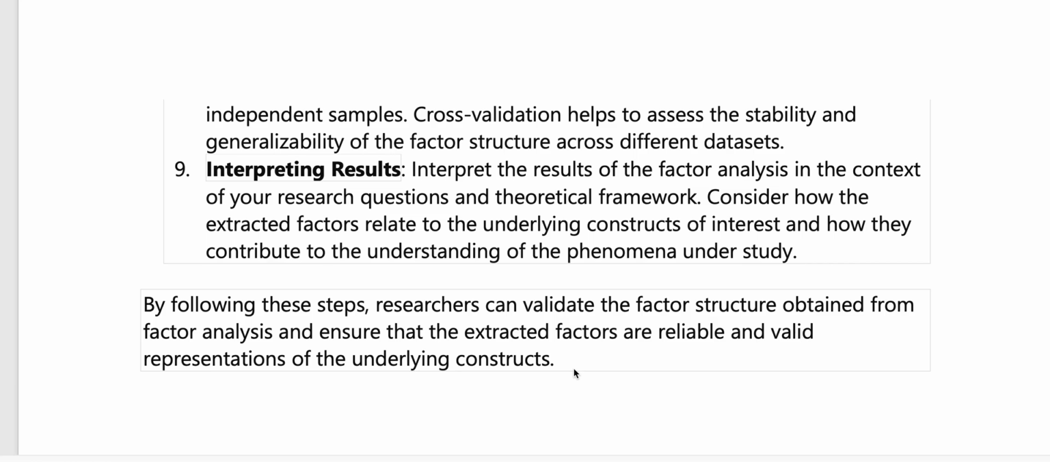Consider how the extracted factors relate to the underlying constructs of interest and how they contribute to the understanding of the phenomena under study. By following these steps, researchers can validate the factor structure obtained from factor analysis and ensure that the extracted factors are a reliable and valid representation of the underlying constructs.